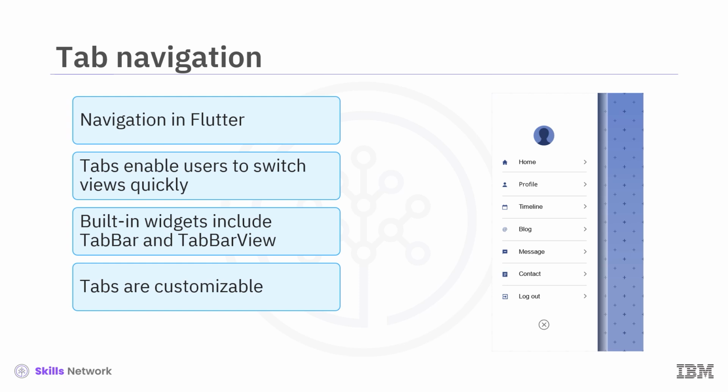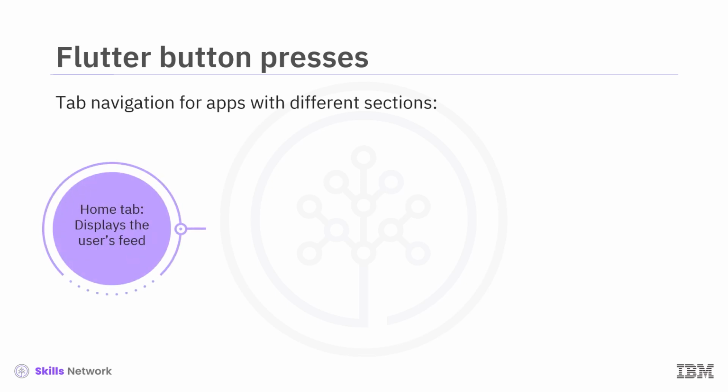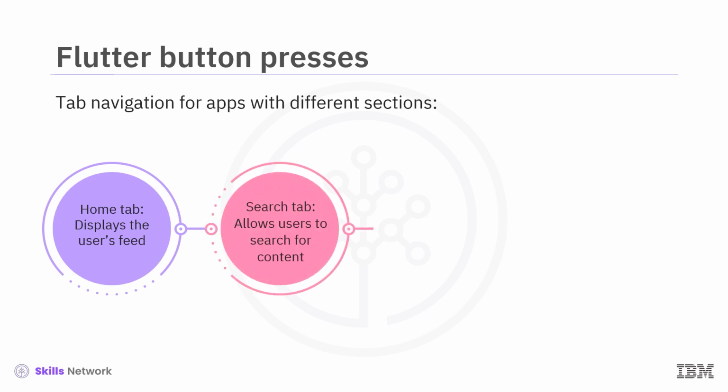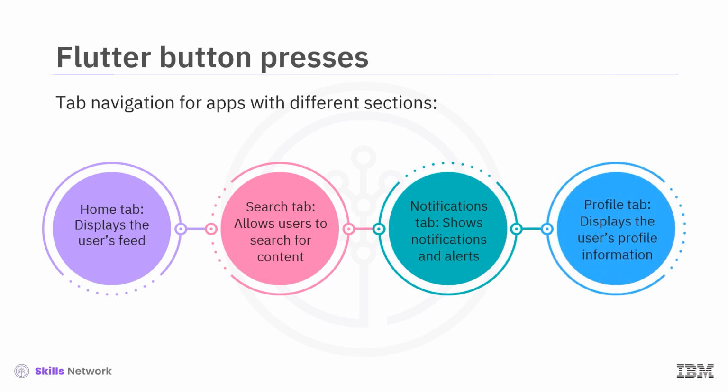You also have the flexibility to customize your tab's appearance, making it easy to craft a distinctive look and feel for your app. For example, you can use tab navigation for apps that need to show different sections or categories that users can quickly switch between. A social media app might have a home tab to display the user's feed, a search tab to allow users to search for content, a notifications tab to show notifications and alerts, and a profile tab to display the user's profile information. These tabs are essential parts of the user experience.